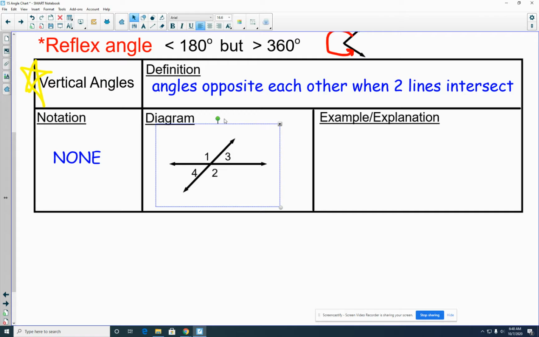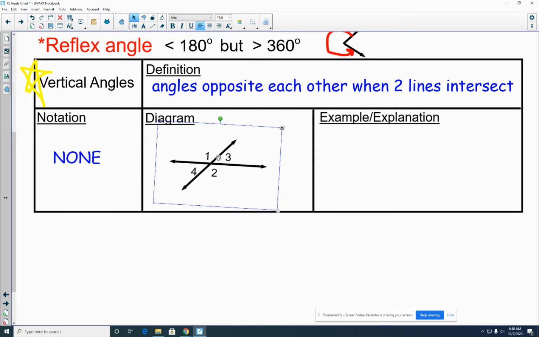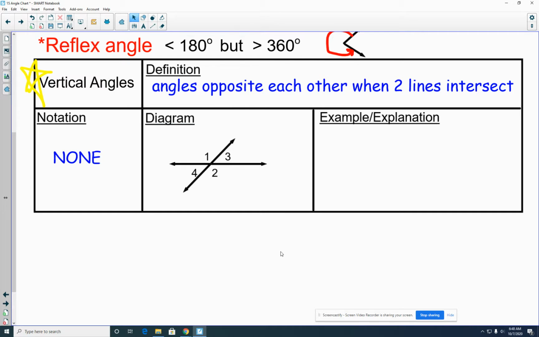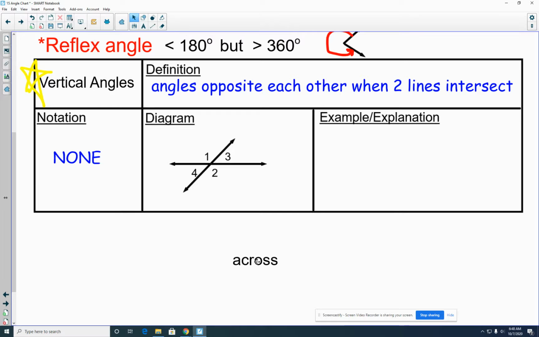Let me see if I can get this to turn. It could really be anything like this. As long as you have two lines that intersect or two segments that intersect, that form these angles here, you get your vertical angles. So the angles that are opposite each other or across from each other, that's another way to think of these vertical angles. So opposite or across from each other. Here and here. There you go.